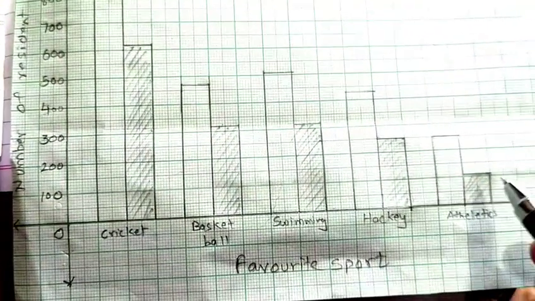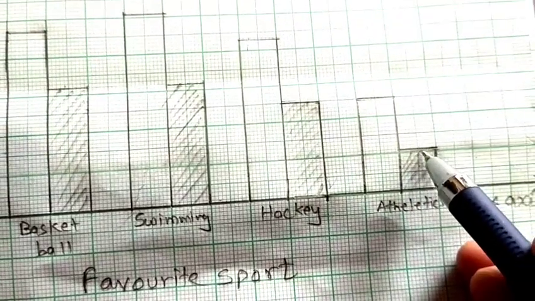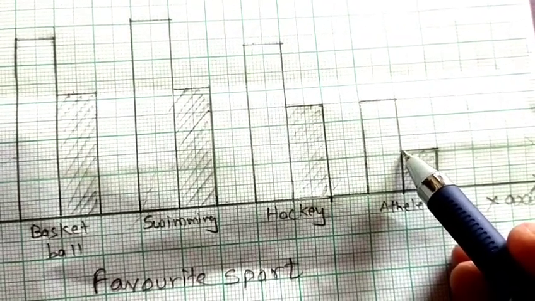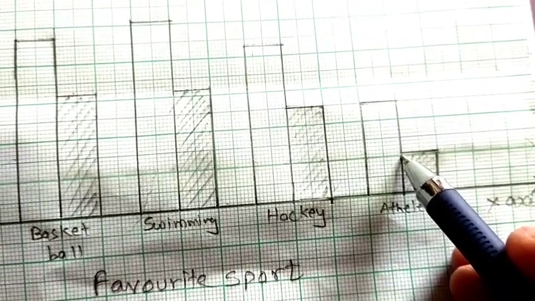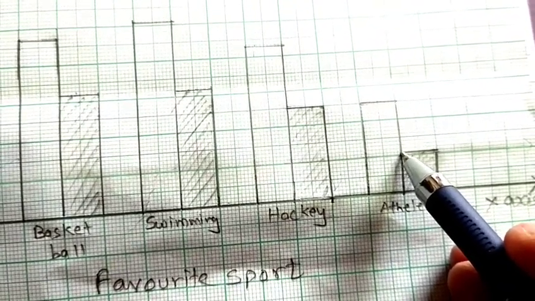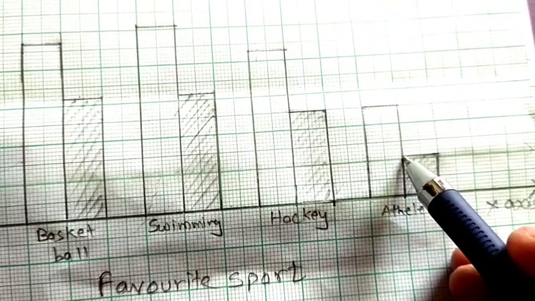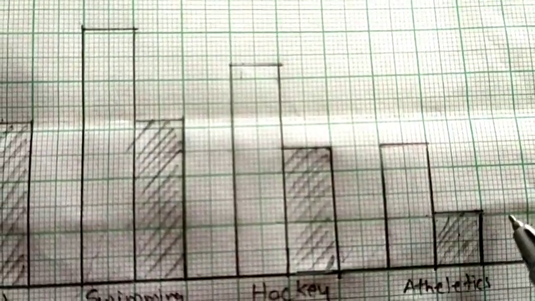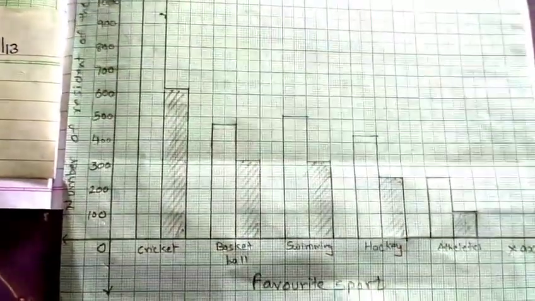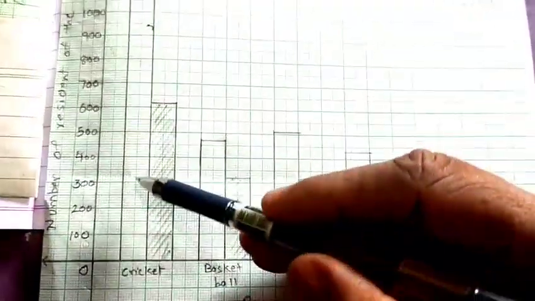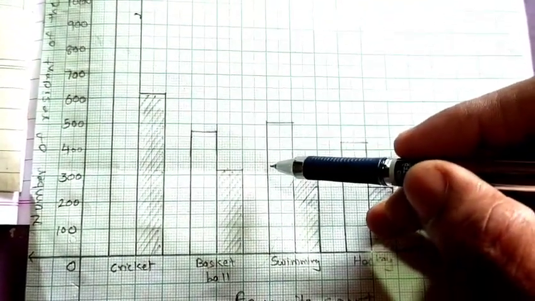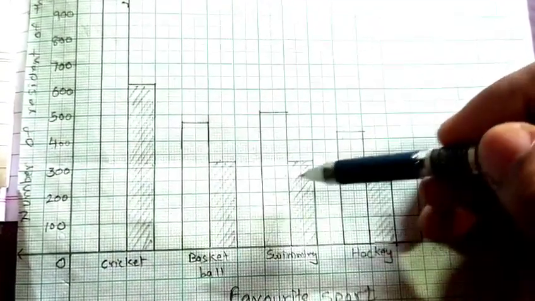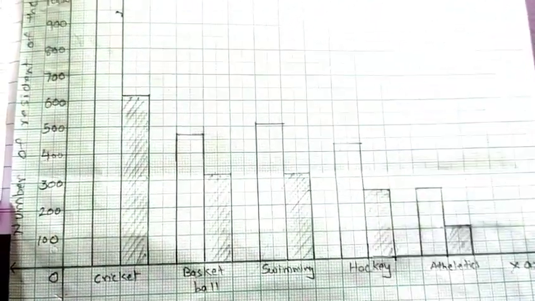Now dear students, how to represent 105? One small box means 10. Here it is 100. So draw a line that is just above 100 and just below 110, exactly below this line. So now this is how you have to represent the graph. This plain pillar represents the number of residents who want to watch, and this shaded pillar represents the number of residents who want to participate.